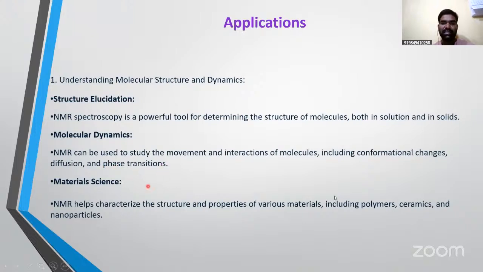Okay. It is also used in material science. It helps to characterize the structure and properties of various materials. So we can study the structure and properties of various materials using this NMR spectroscopy, including polymers, ceramics, and nanoparticles. By using this NMR, we can study the structure and properties of polymers, ceramics, and nanoparticles.